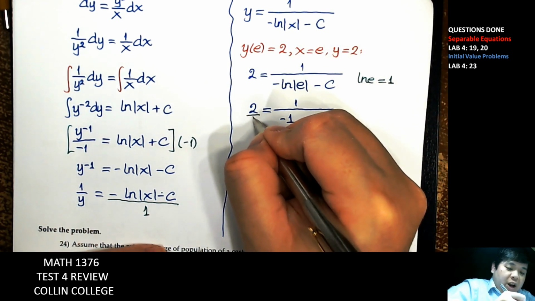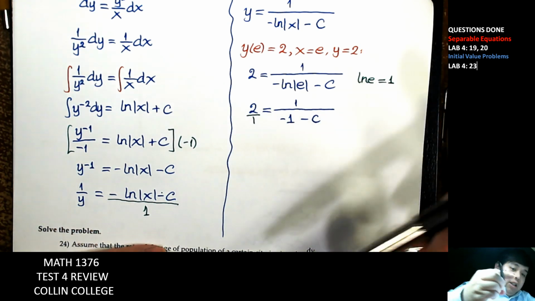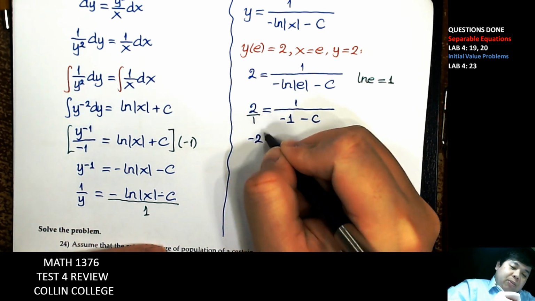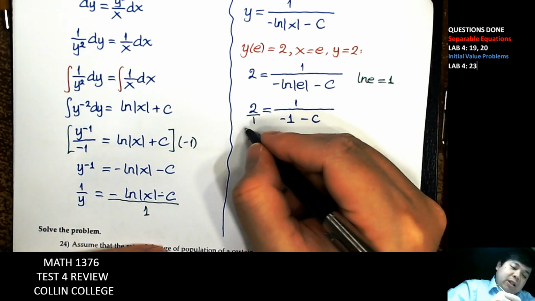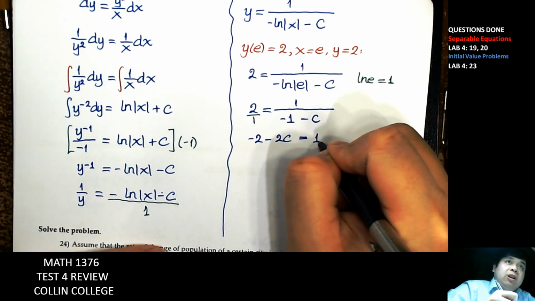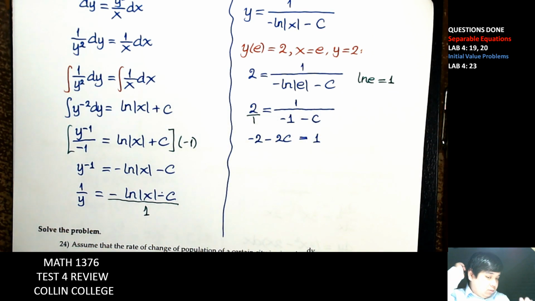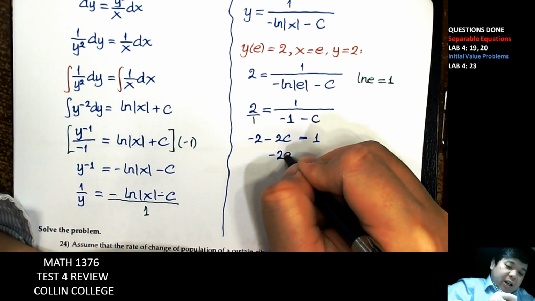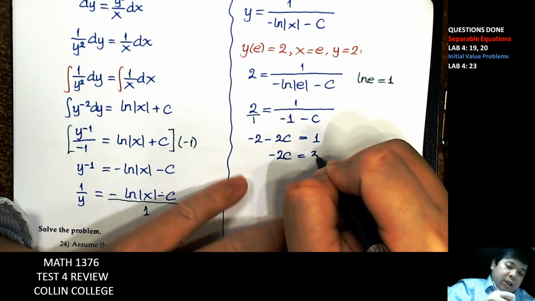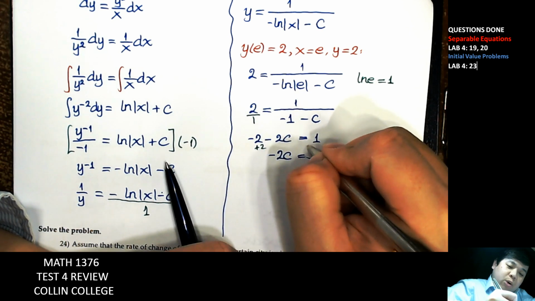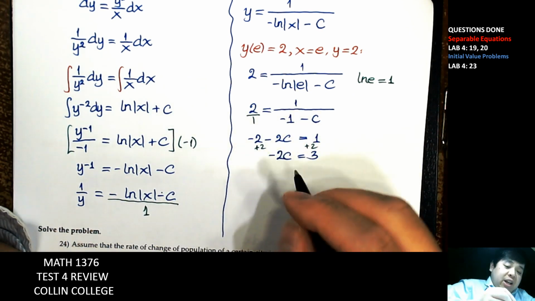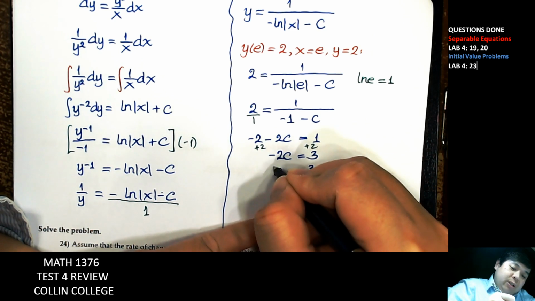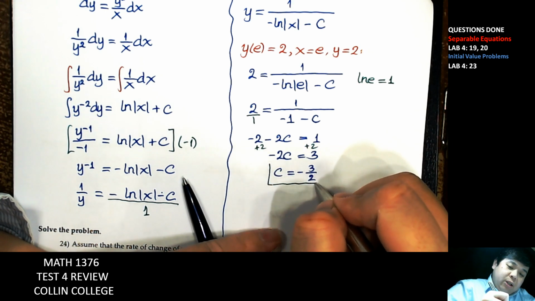Next, if we have a fraction, we can cross multiply, and we have negative 2 minus 2c equal to 1. Plus 2 on both sides. Negative 2c is 3. And then divide by negative 2. So c is equal to negative 3 over 2.